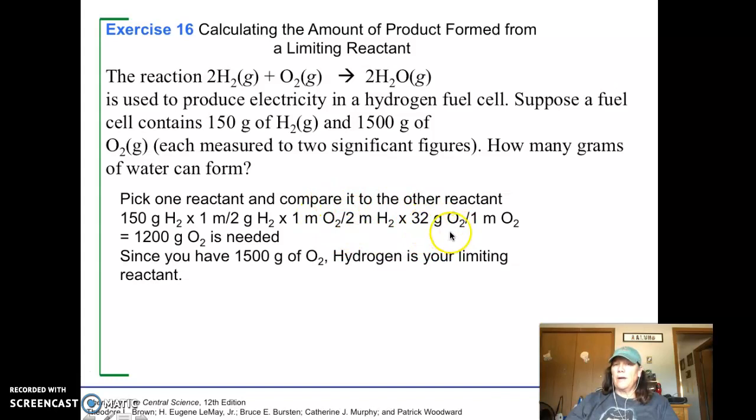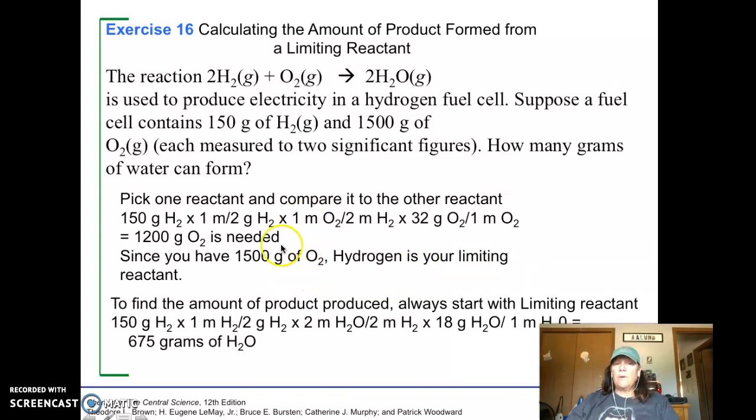I got 32 grams, and again, oxygen's O2, so oxygen's 16, but there's 2 of them, that's 32. That's where I get that from, in 1 mole. So I multiply and I divide and I get 1,200 grams of oxygen. What this tells me is when I have 150 grams of hydrogen, I need 1,200 grams of oxygen. This is what I need. Okay, I have 1,500. So since I have more than I need, hydrogen's my limited reactant. It's the one I run out of first.